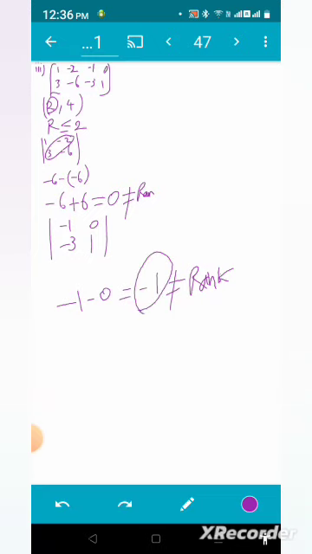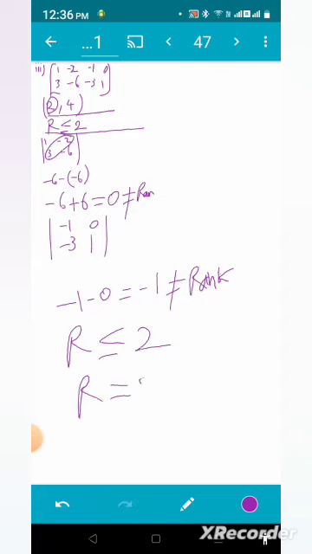So we can choose that R is less than or equal to 2, because this is a 2 row, 4 column matrix, and the minimum number is 2. So R is less than or equal to 2, R is equal to 2. So the rank is 2 for this question.